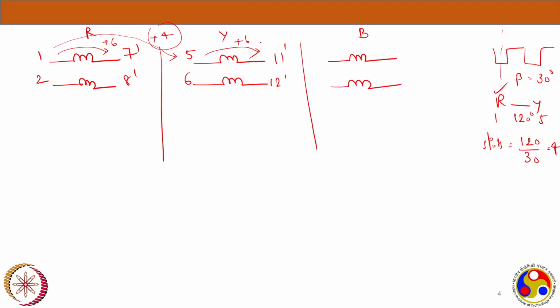Now again, Y and B are displaced 120 degrees. R and B are 120 degrees. So if Y is starting at 5, then my B should start at 5 plus 4. That is the 9. Now again, coil 9 is starting from the B side and it has a 180-degree coil span. It will start with plus 6. It's a 15 dash. So can I go for 15 here? That's the trick. That's the logic you have to apply. Now I got number 15 dash.